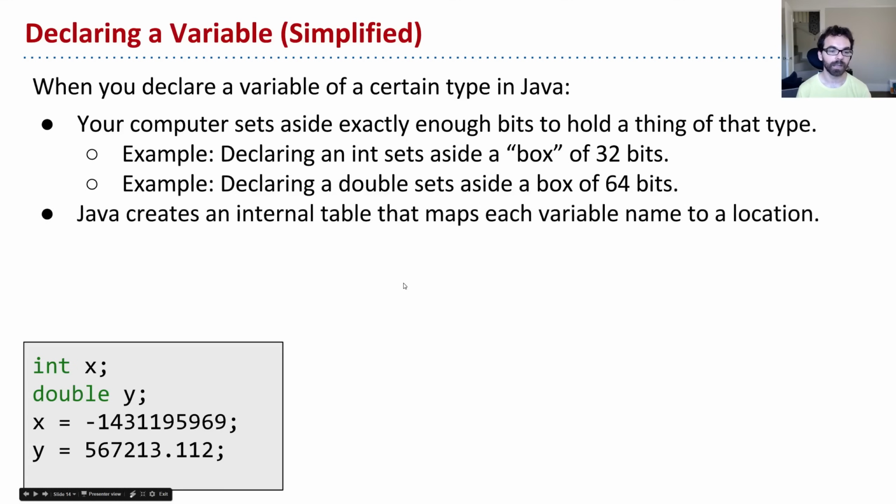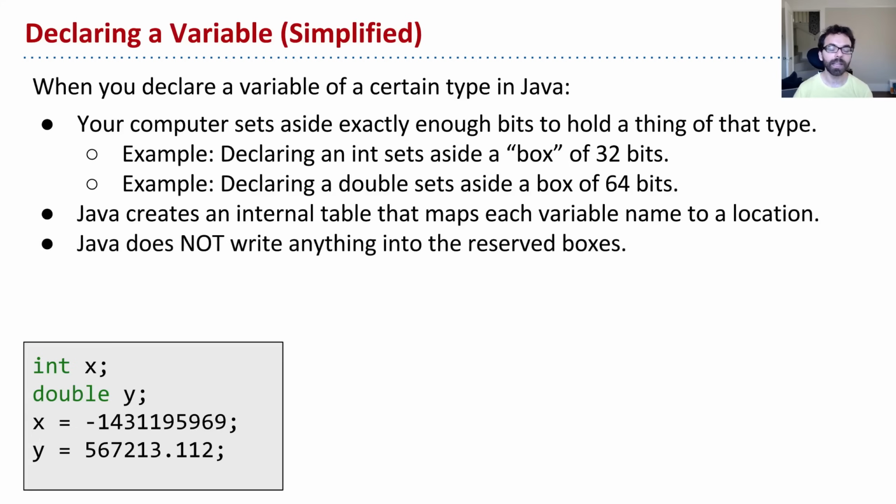Okay? And so what Java will then do is create some kind of table that says, okay, anytime I see the symbol x, that means I'm referring to this piece of information. And Java does not write anything in particular into those boxes. So it's got this huge sequence of bits.